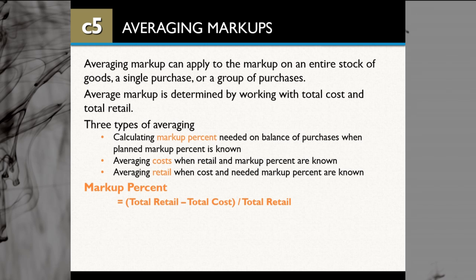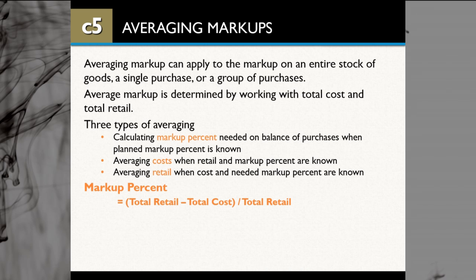Averaging markup can apply to the markup on an entire stock of goods, a single purchase, or a group of purchases. And average markup is determined by working with total cost and total retail. So this is going to be a really important hint: the total cost, total retail, and you have to calculate total markup dollar. So, 3 types of averaging.